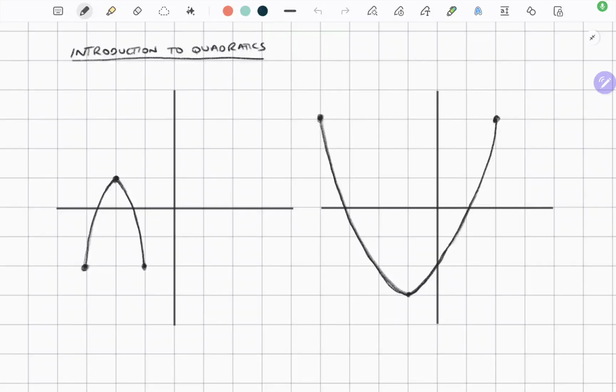Hello and welcome to a video on quadratics. We're going to do just a brief introduction, just highlighting a few key things before we move on to much more important stuff in future videos.